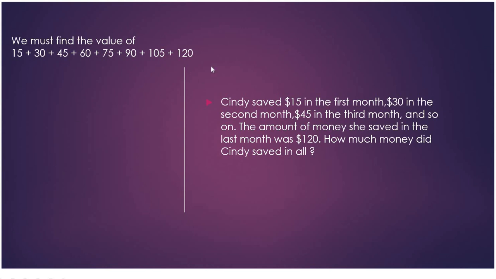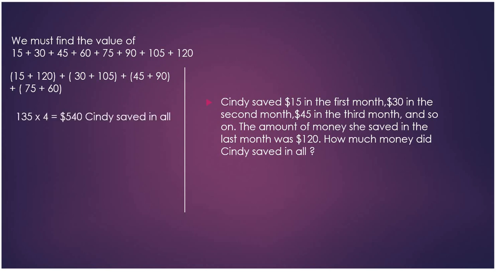So now we make our number pairs here. 15 plus 120, 30 plus 105, 45 plus 90, and 60 plus 75. Each pair adds to 135, right? How many 135s? 1, 2, 3, 4. So 135 multiplied by 4 equals $540. Sydney saved $540 in all.